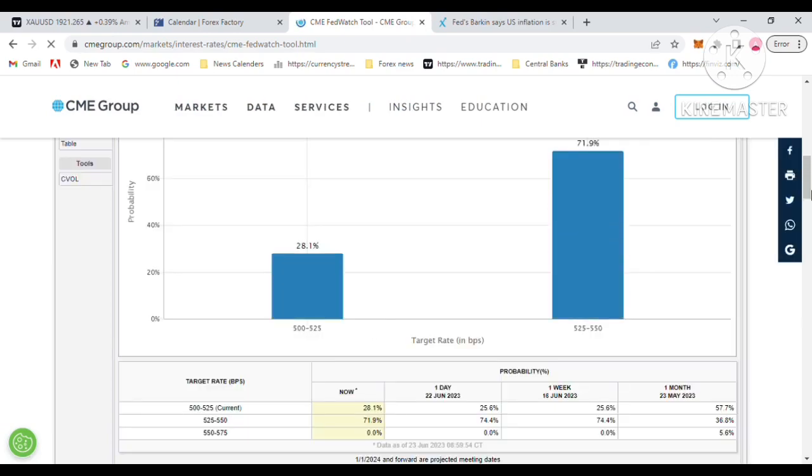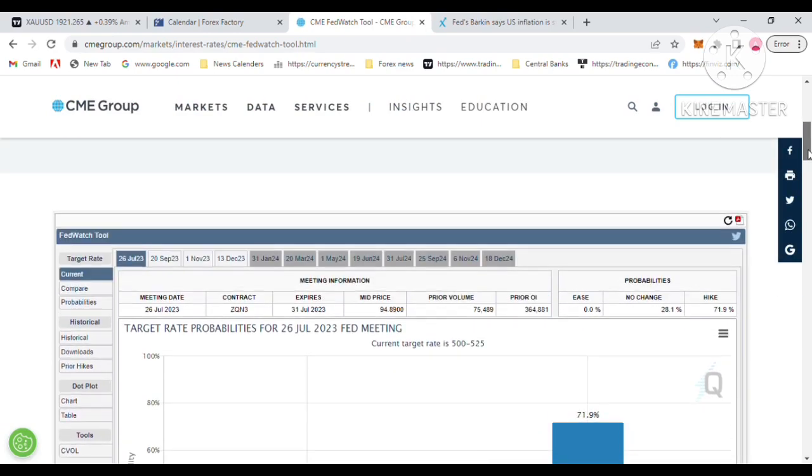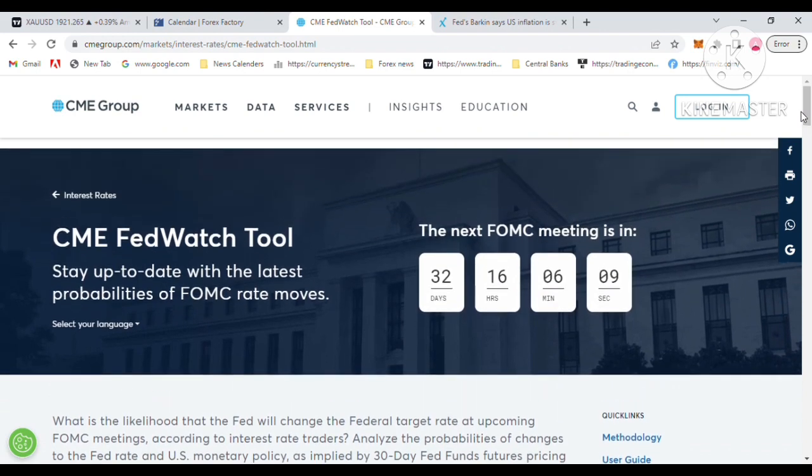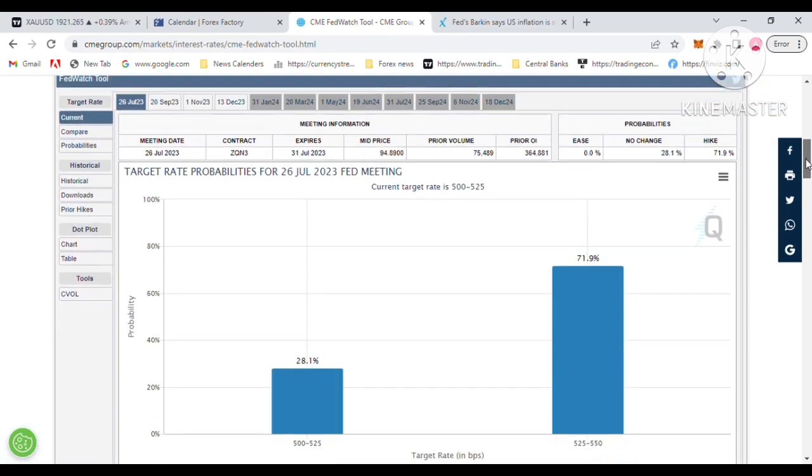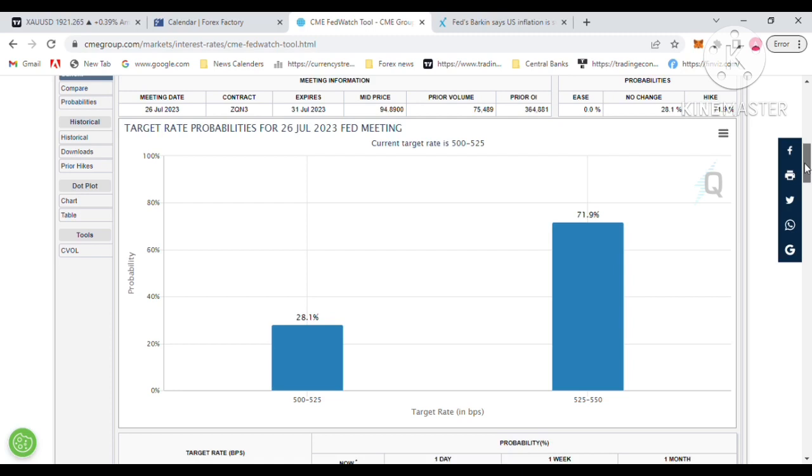Then I am going to the Fed Watch Tool website. That is a very important thing. The next FOMC meeting will be held on July 26th. Then you can see a 71% probability of a 25 bps interest rate hike in the next FOMC meeting in July. That is the most important thing: dollar demand.